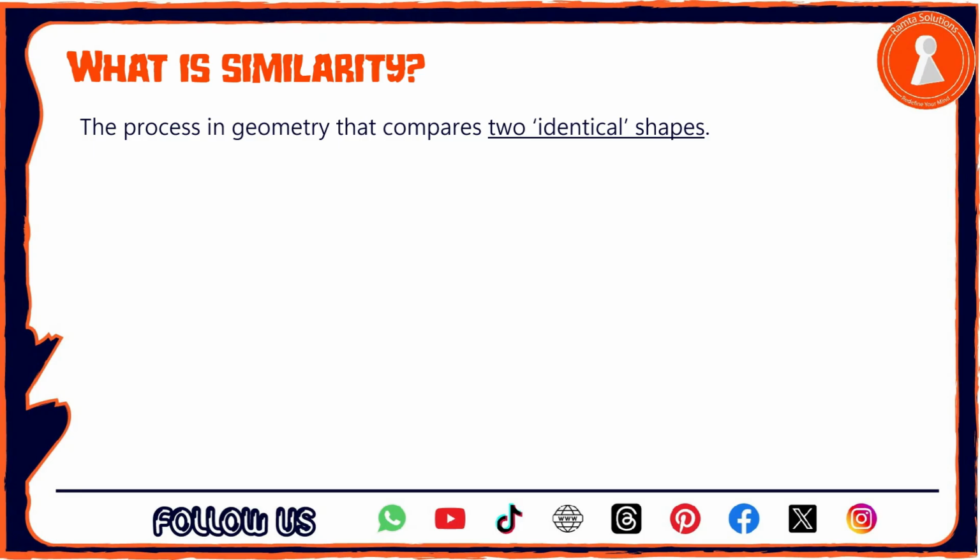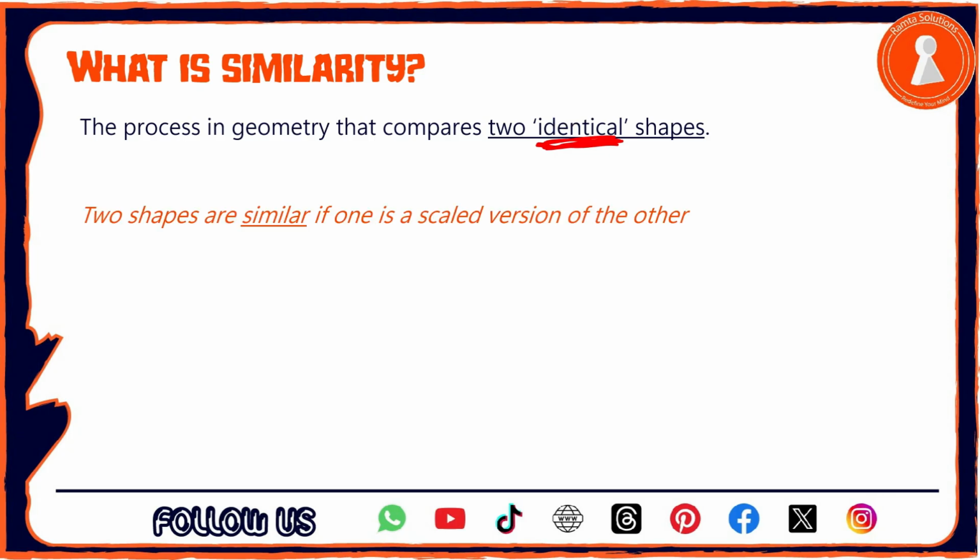If the shape that we're referring to is a four-sided shape, we will be referring to similarity of that four-sided shape. If it's five, it must be five. It does not matter how many sides the shape has, for as long as they have the same shape, we can say the shapes are similar or not. But to make it easy, we will say similarity is a process in geometry that compares two identical shapes. However, this word identical, I'm using it loosely. Hence, I was saying two shapes that are alike.